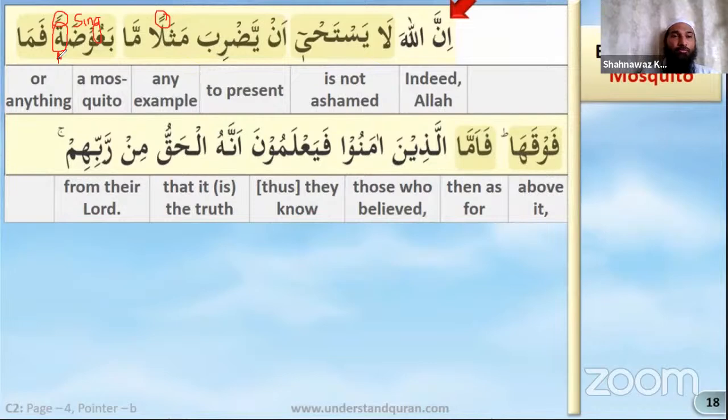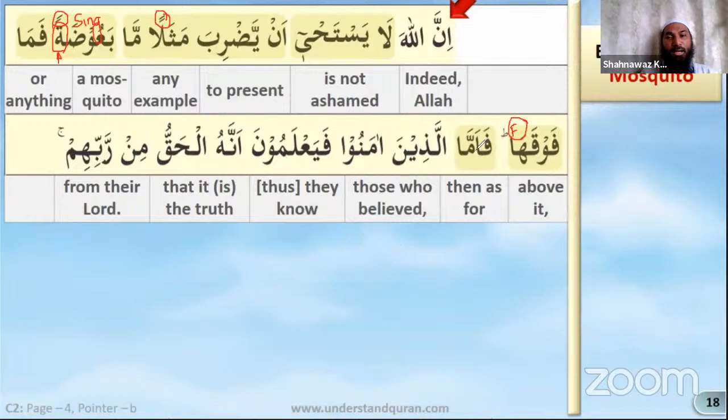Fama fawqaha. Fa, then, ma, what, whatever. Fawqaha. Fawqa is above, ha is her. So since this mosquito here is being taken in the feminine form, it is ha that comes, like fawqaha, because the mosquito here is being talked of as feminine. Okay. So inna Allah la yastahyi, indeed Allah is not ashamed, an yadriba, that he strikes, mathalan, an example, ma ba'udatan, of what, a mosquito, fama fawqaha, and what is above it. So what, a mosquito, and what is above it.